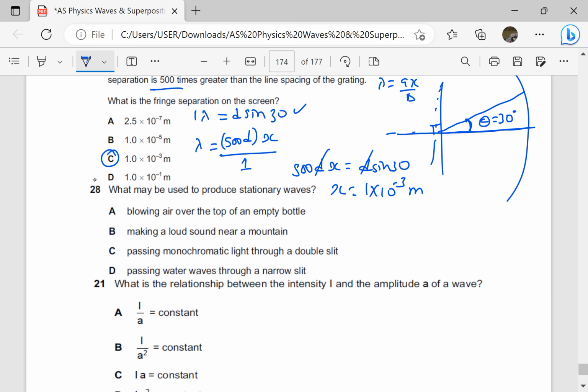What may be used to produce stationary waves? Blowing air over the top of an empty tube, that is automatically correct. Loud sound near a mountain will not produce a stationary wave. Passing monochromatic light through a double slit does not produce a stationary wave. Passing water waves through a narrow slit does not produce a stationary wave, although this may produce interference patterns.